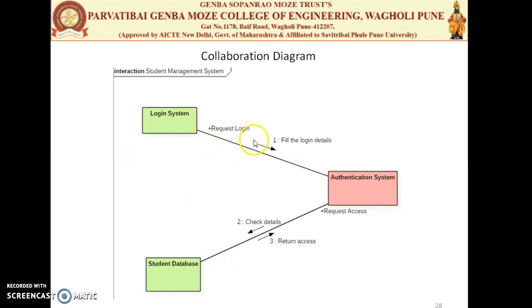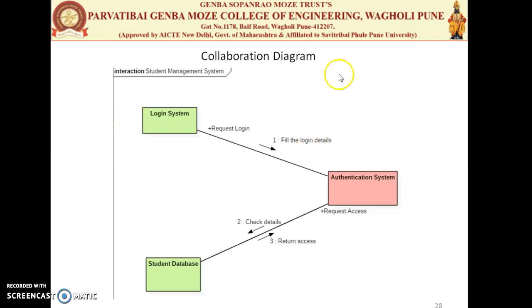First, the student will fill the login form. The authentication system will authenticate the student depending on the username and password. For checking the username and password, it will send the message to the database system to check the details. When the student database system is authenticating the student, that means the username and password have been found, then it will return the access for the particular student. If the student is not authenticated, then the error message will be displayed and access will not be returned. That is, the student will not have access to the student database.